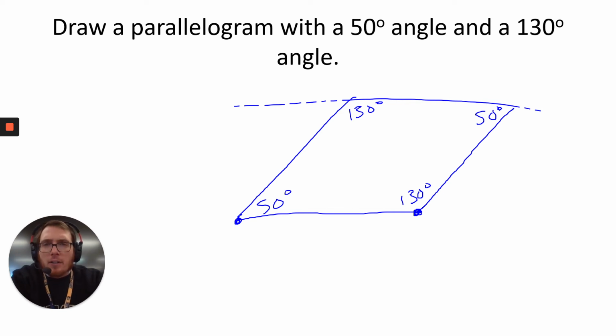So when you draw a parallelogram, draw the two angles and then extend them so far, and then you can cut off the top and make sure you have the right distance for each of those side lengths in order to make the parallelogram.